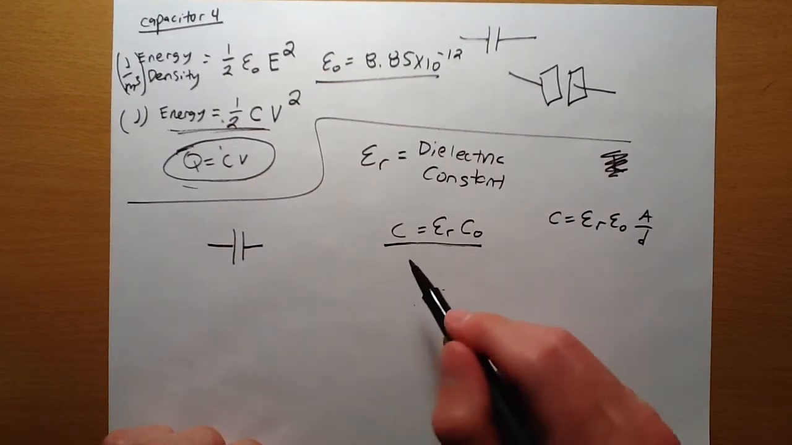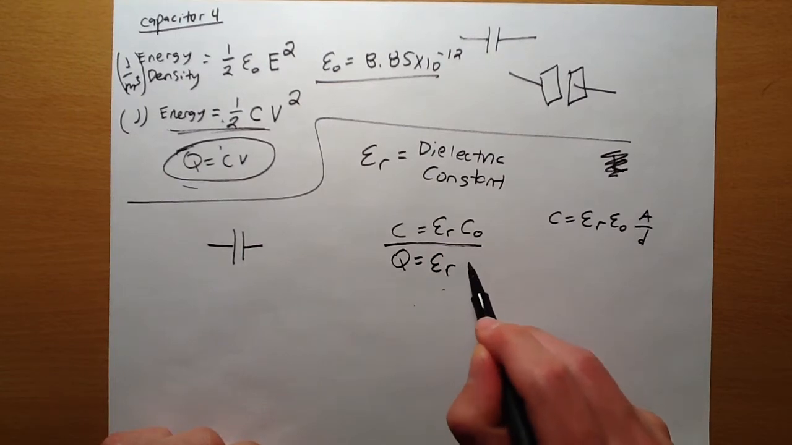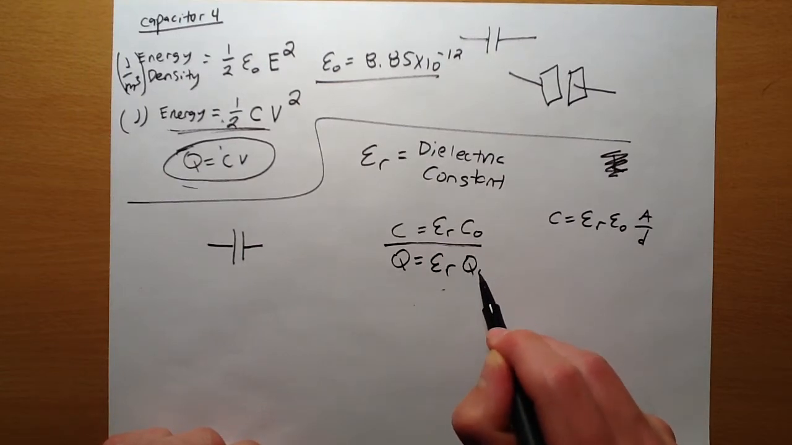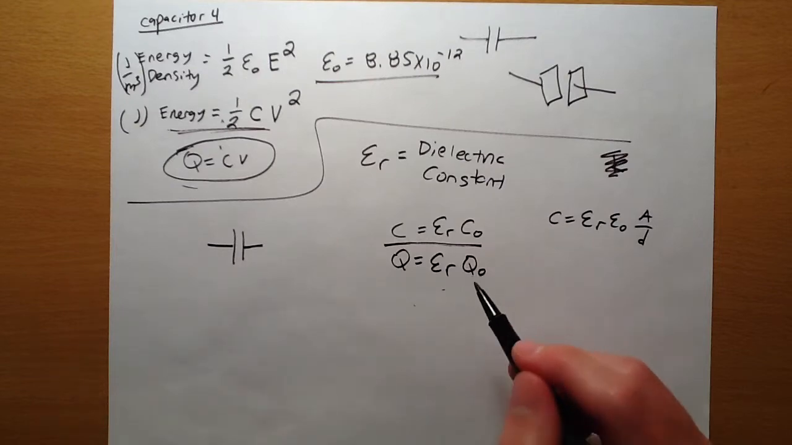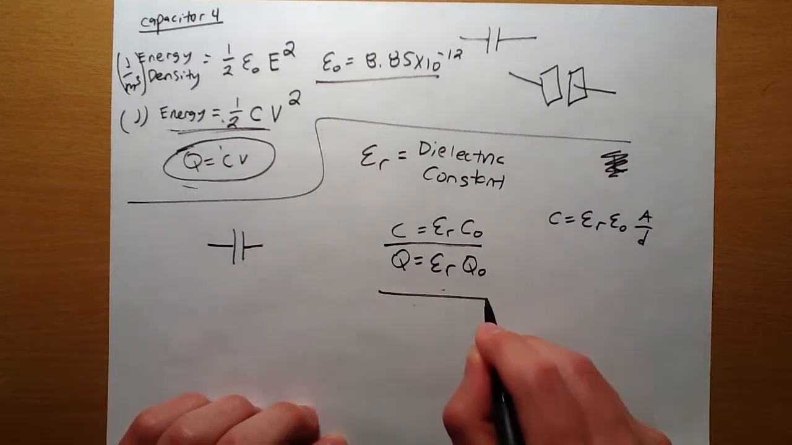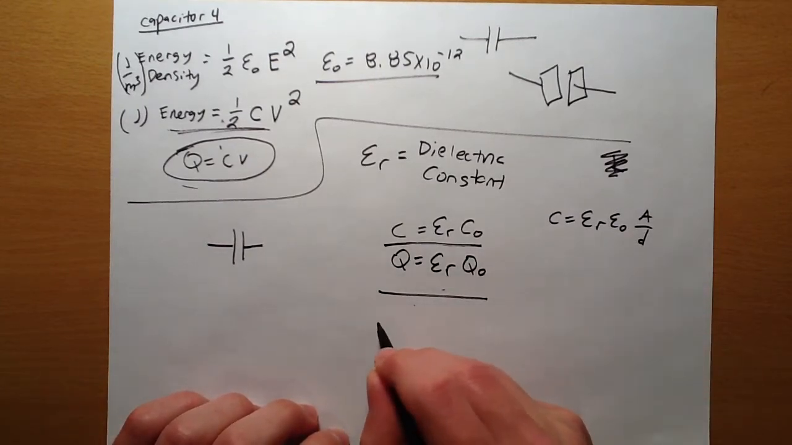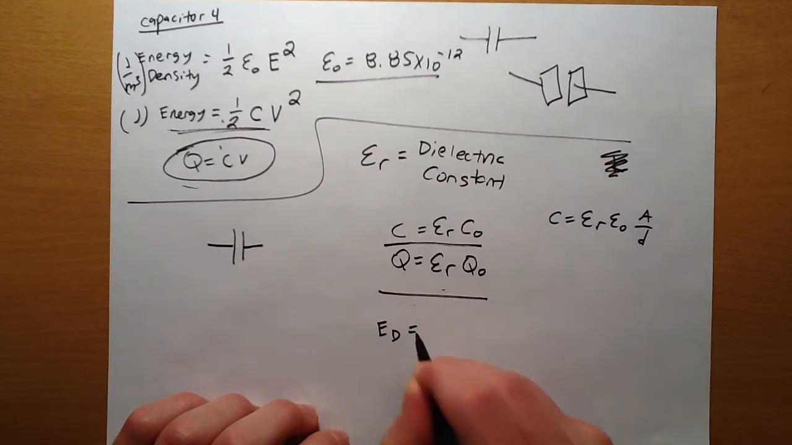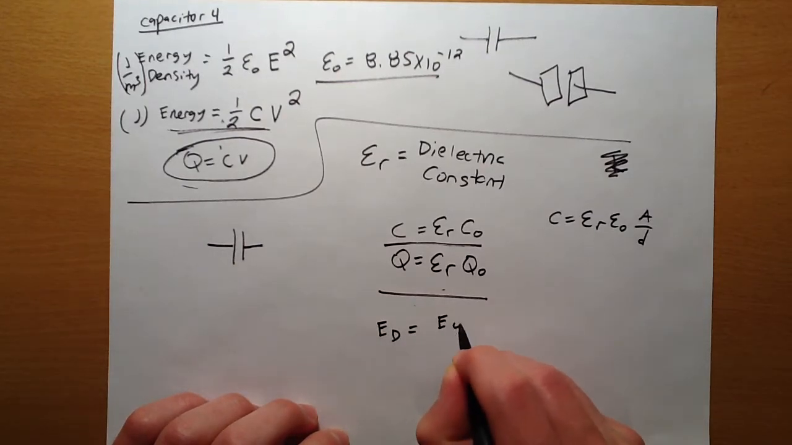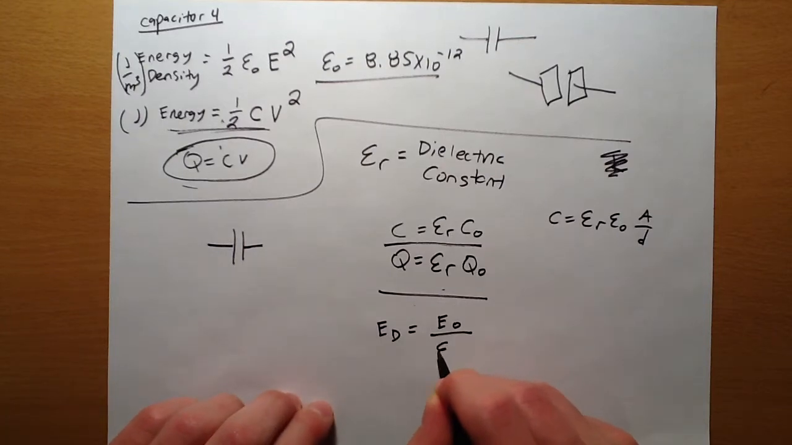This can also be used with charge. The new charge is equal to the dielectric constant times the old charge without the dielectric in between it. The old charge if the capacitor is just filled with air or is a vacuum. And we also can solve for the electric field in the capacitor. So the new electric field in the capacitor is equal to the old electric field if the capacitor is just filled with air or vacuum divided by the dielectric constant.